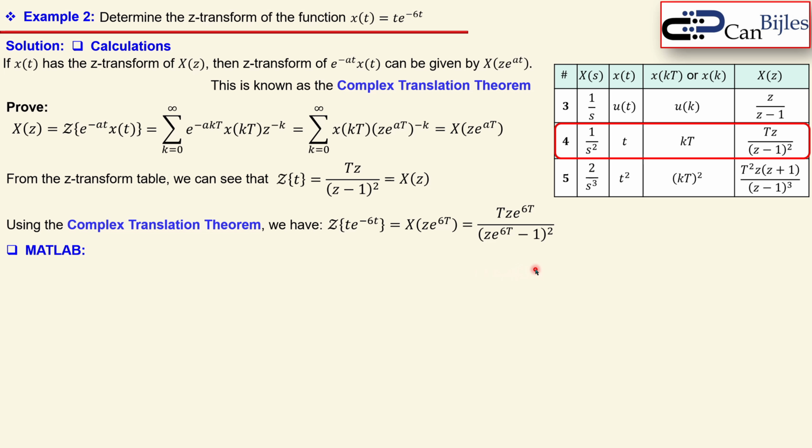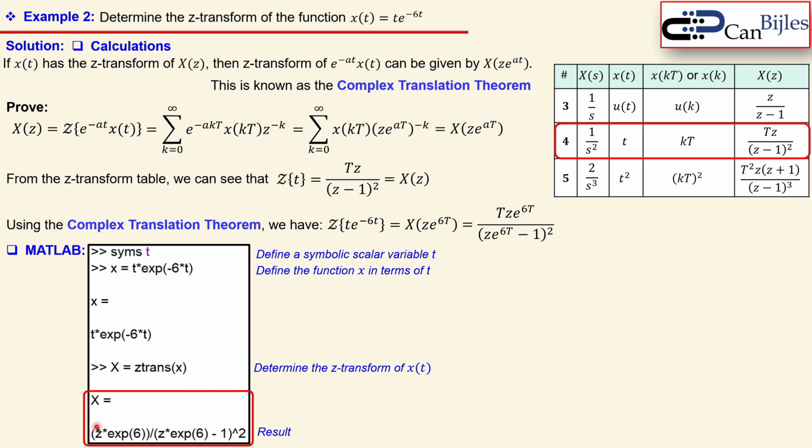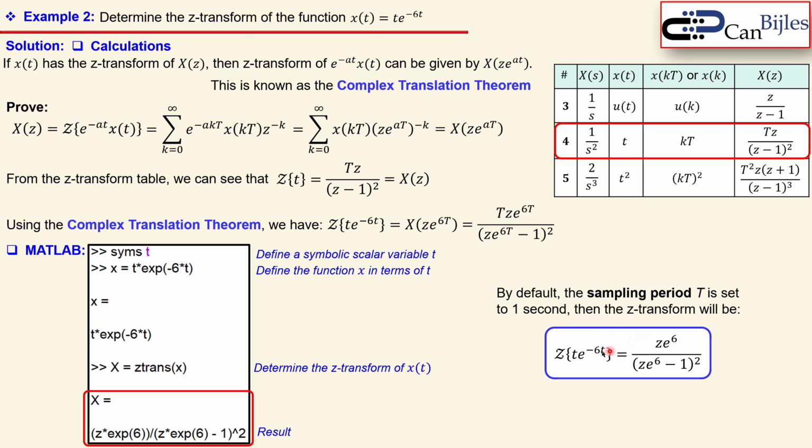Let's see in MATLAB if that is really correct. So this is the script again. We define here a symbolic parameter. We make the function as we have it, and we determine the z-transform, and this is the result. You see here z times e to the power a in parentheses, in the numerator, divided by z times e to the power a, again, minus 1 quantity squared. Again, there is no T involved here, so the sampling period is assumed to be 1. That is actually shown here, and this is also what we have. So we can say this is indeed verified.